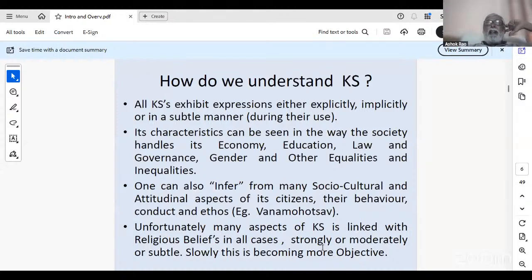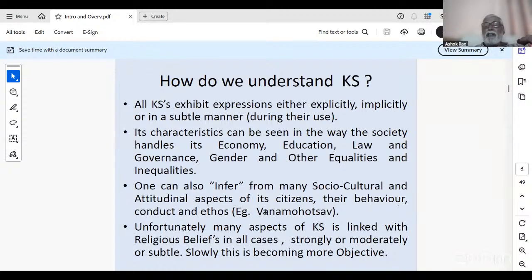So how do we understand a knowledge system? All knowledge systems exhibit expressions, either explicitly, implicitly, or in a subtle manner during use. Its characteristics can be seen in the way society handles its economy, education, law and governance, gender and other equalities and inequalities. All these make up the knowledge system. One can also infer from many socio-cultural and attitudinal aspects of its citizens, their behavior, conduct and ethos.